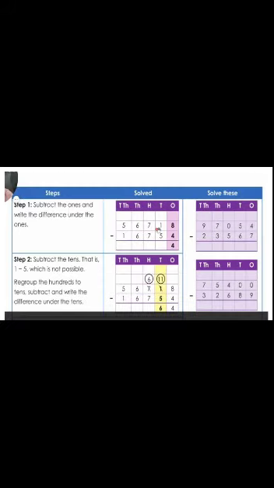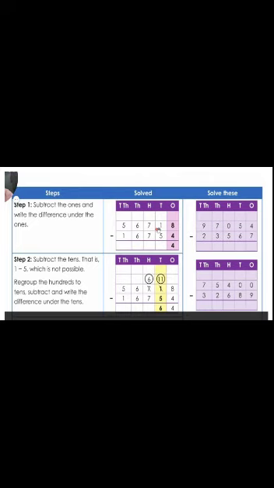So now moving on to the example 2, that is subtract 56,718 minus 16,754. Solution. First point, arrange the numbers in column. Very important. We have to first arrange the numbers in the proper place value so that we can easily subtract them. Step 1. Subtract the ones and write the difference under the ones.